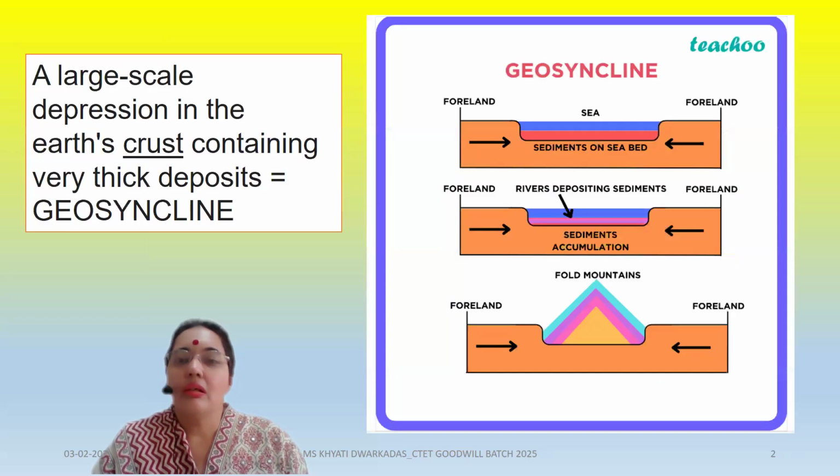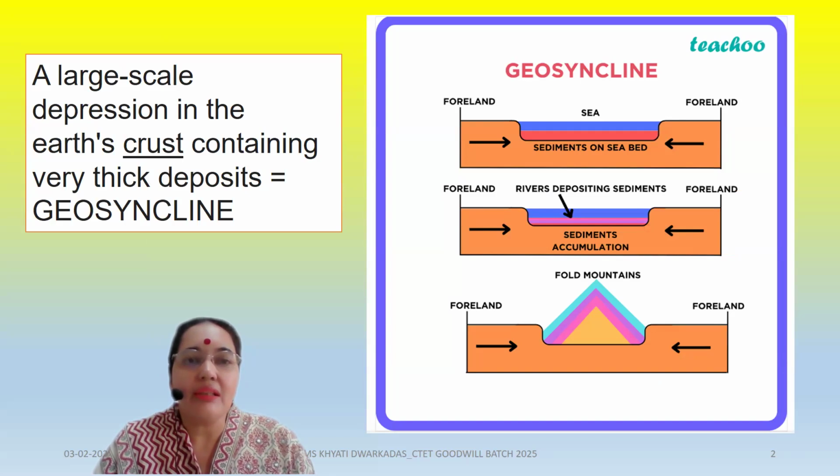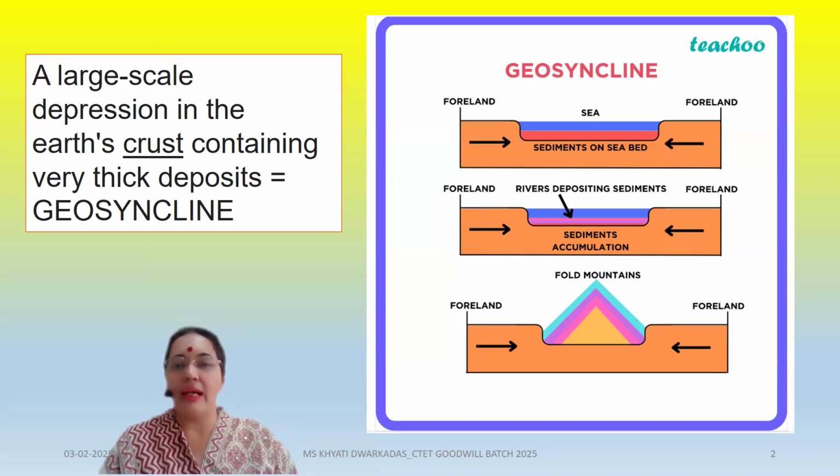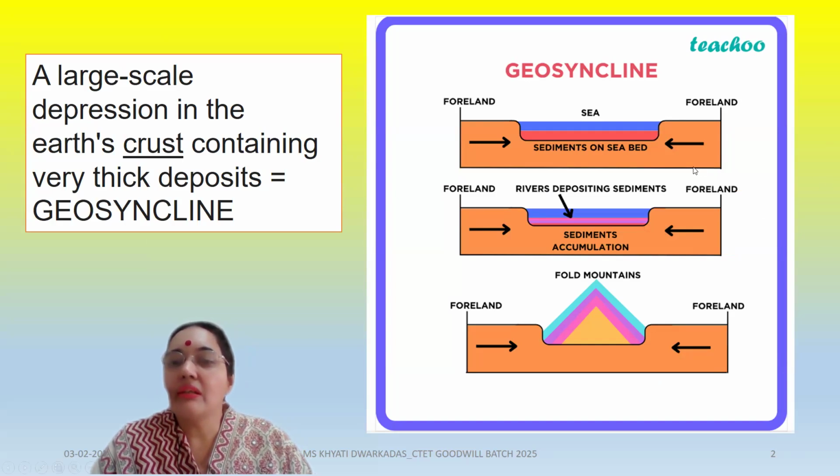After that, we need to understand this very important term, that is a geosyncline. Now, a geosyncline is a large scale depression in the Earth's crust containing very, very thick deposits. Like you can see over here in the diagram, you can see here very clearly there's a foreland. Now, this is the foreland, the land above sea. Here there is a sea. And this is the depression.